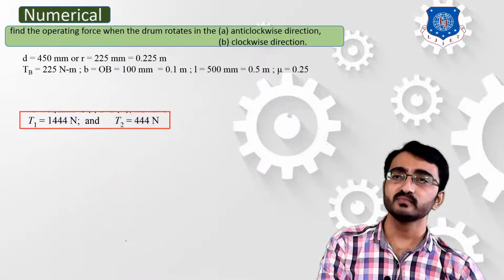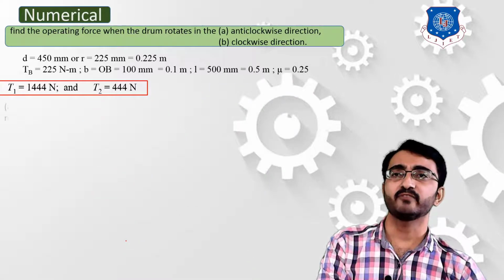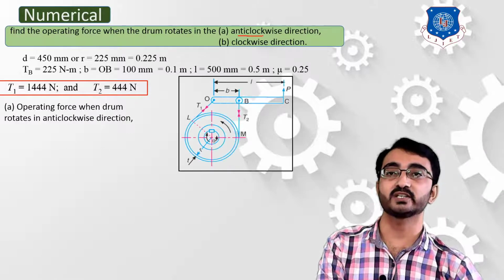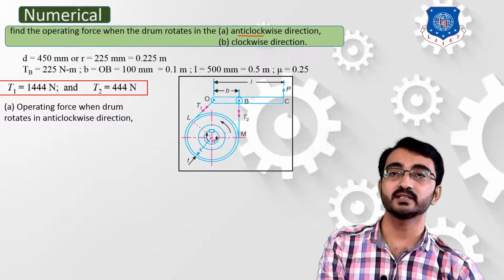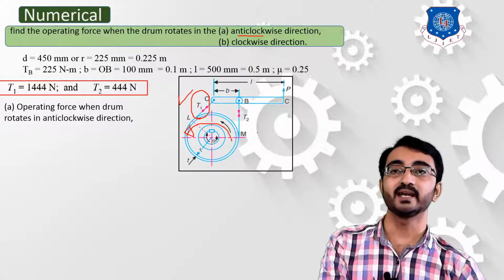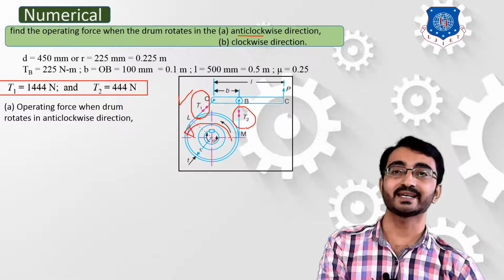Now let's consider the first condition, when the drum is rotating in an anti-clockwise direction. If you consider that this drum is rotating in an anti-clockwise direction, in that case your maximum tension T1 should be applied on this side, and your T2 will be applied on the second side. Now the equation of moment, that is the moment about this point O.